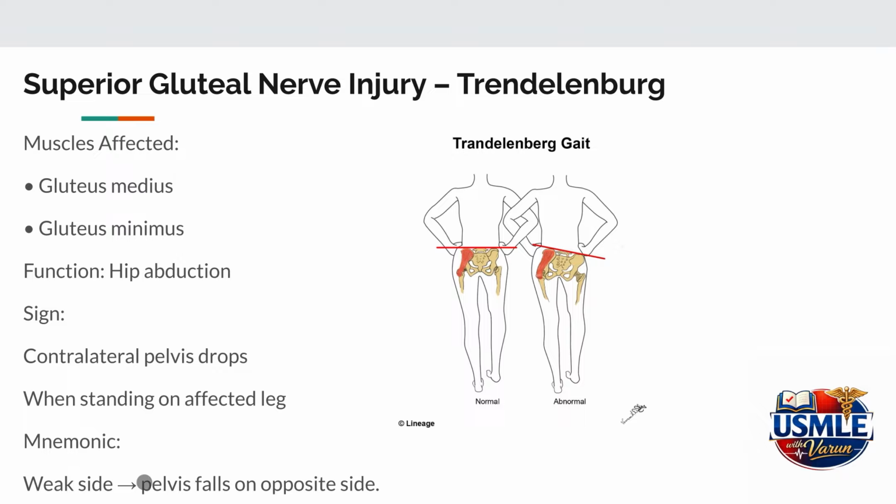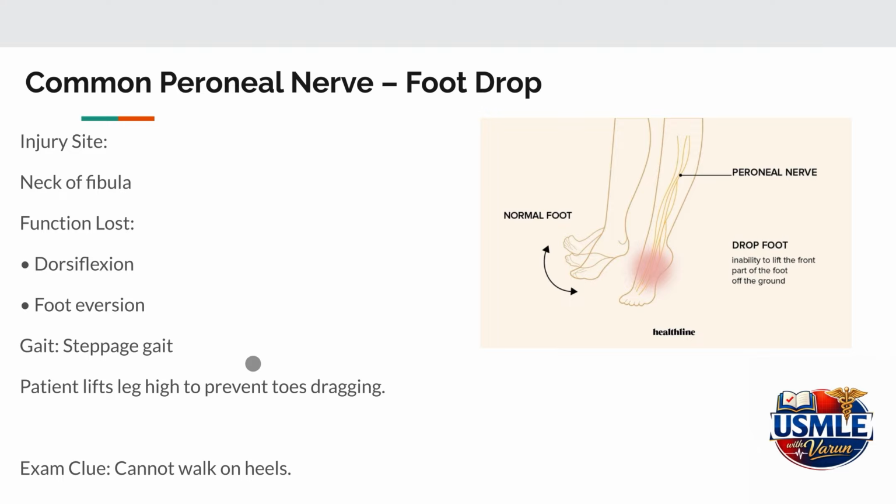Weak side, the pelvis falls on the opposite side. The common peroneal nerve wraps around the neck of the fibula and is therefore vulnerable to injury. Damage to this common peroneal nerve leads to dorsiflexion loss, or foot drop, producing foot drop. So patients often compensate with a steppage gait, by lifting the leg higher while walking.